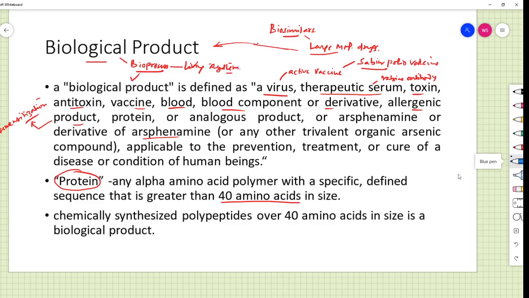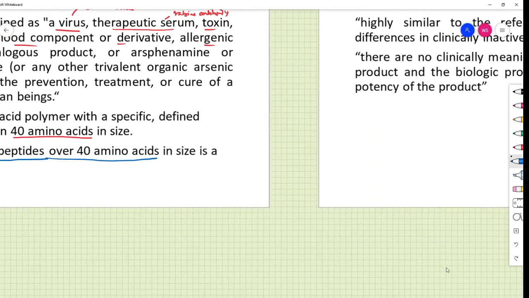But the official line is that even chemically synthesized polypeptides greater than 40 amino acids are a biological product. So that is an exception to the definition that we talked about. But that is applicable only to polypeptides.